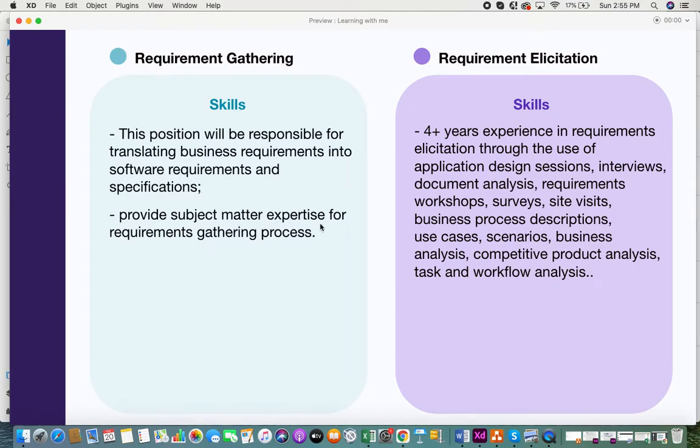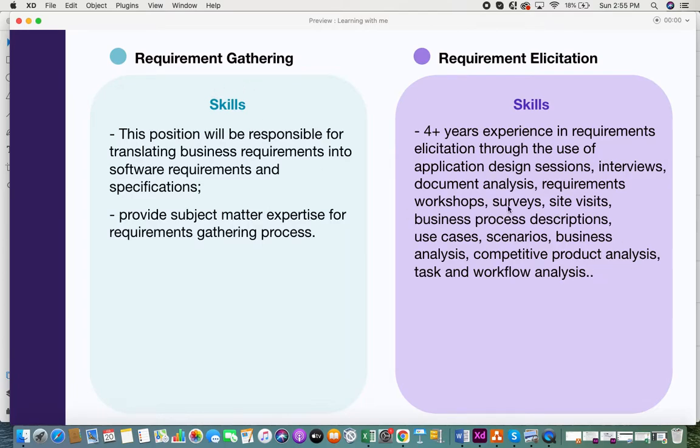Provide subject matter expertise for requirement gathering process. So during the process, you need to act as the SME and gather the requirements. So this is about requirement gathering. Whenever you have certain descriptions like this, you can be sure that they are more focused on requirement gathering.